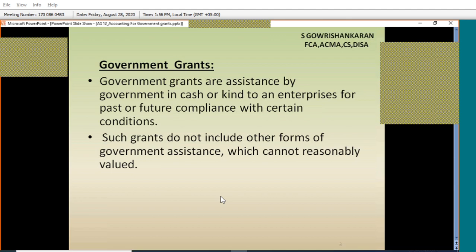They put a long road, 100 feet road, in front of my factory. I don't know how to value that. It is an indirect form of assistance to me. Then forget about that. That is not a government grant as per the AS. Even though it is a government grant, it is not accounted under the AS. Okay. What is the next one?